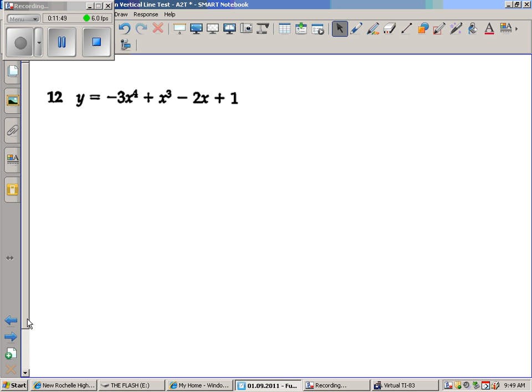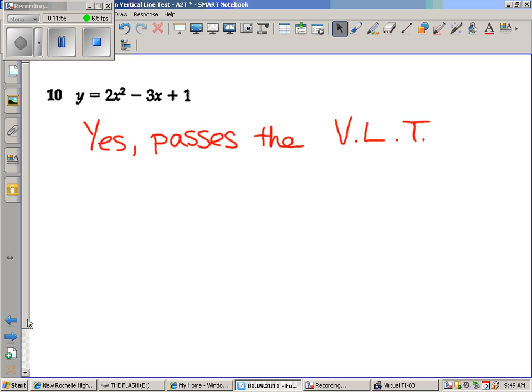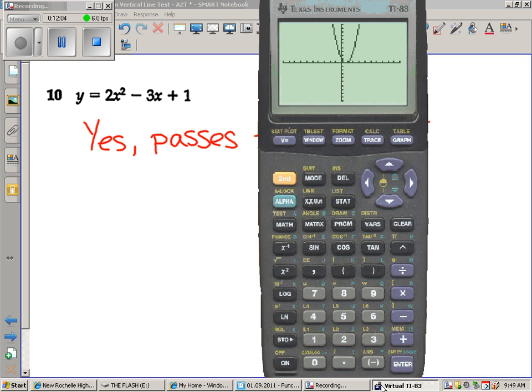Let's play again. How about something like this? What do you think? It was a parabola, right? Let's go back. It was a parabola. Remember, it was U-shaped. Yeah, that passes the vertical line test.